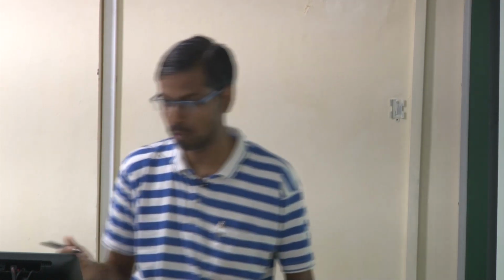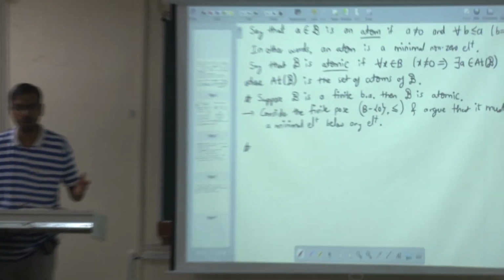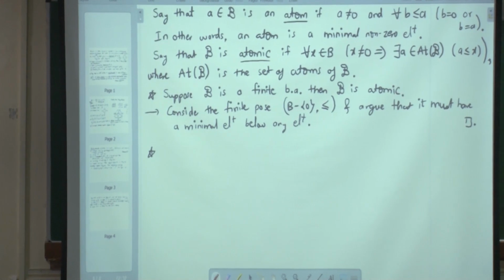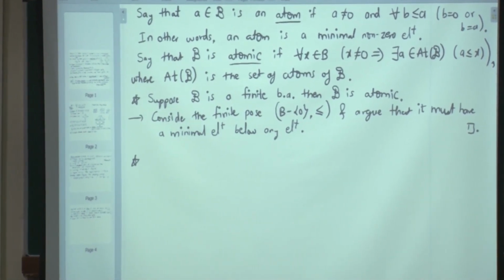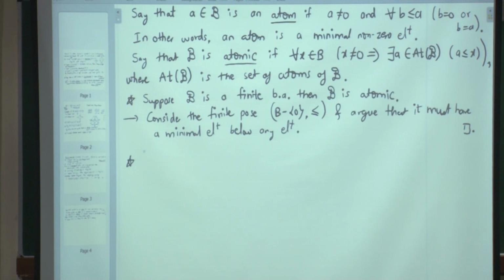One more ingredient that we need to state Stone's representation theorem is the word isomorphism, because every finite Boolean algebra is isomorphic to a power set Boolean algebra. We haven't defined isomorphism, but before isomorphism we always define a homomorphism. And then an isomorphism would be a bijective homomorphism. Very good. All of you are smart now.